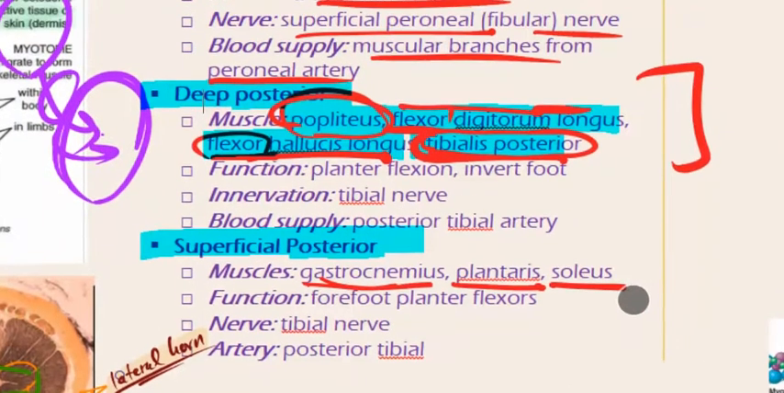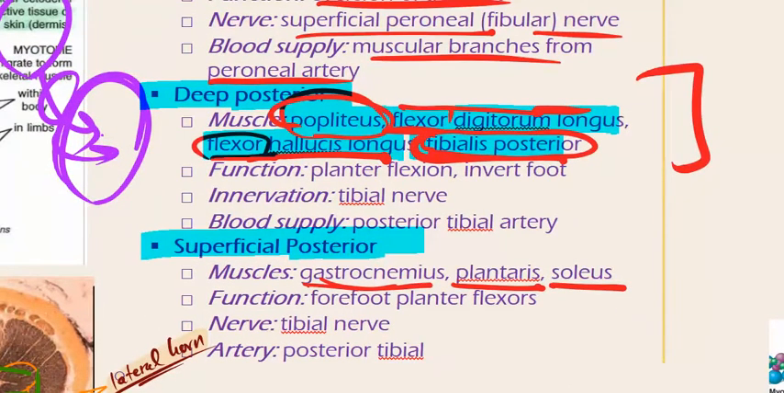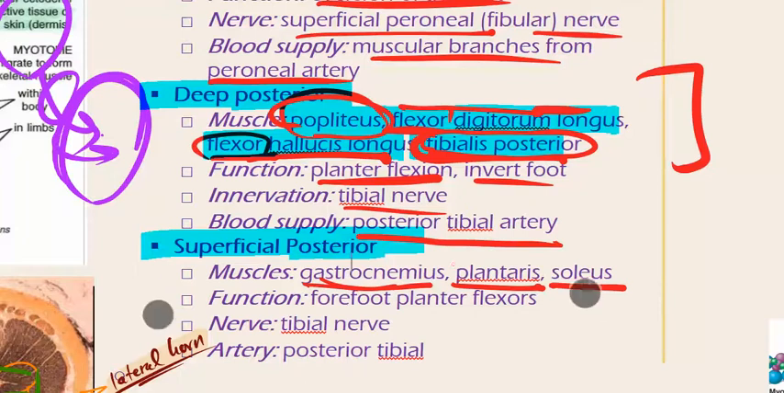Then we already talked about the muscles of the deep posterior compartment. The function is plantar flexion, and they're also going to be inverting the foot, so moving it towards you. The innervation is the tibial nerve, and the blood supply is the posterior tibial artery.